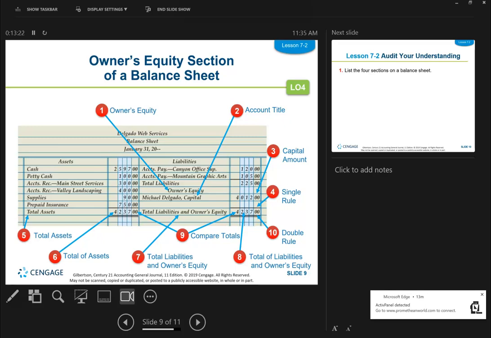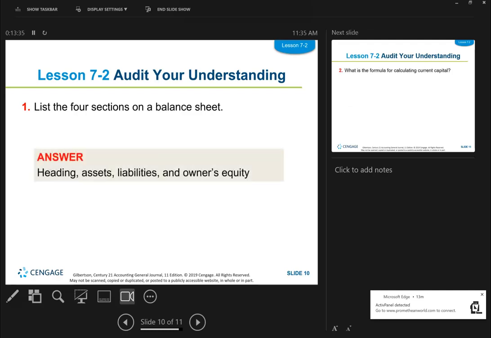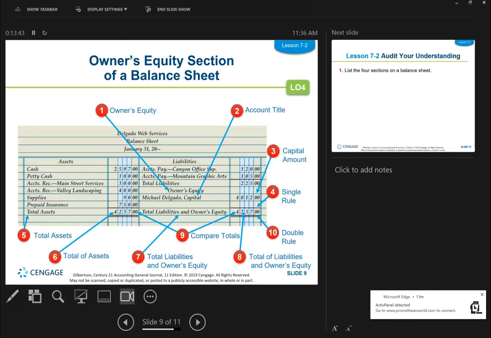So the balance sheet includes some owner's equity, just so that we're able to double check that our assets and liabilities match. The four sections on our balance sheet: we have a heading, we have assets, we have liabilities, we have owner's equity. If we go back to our balance sheet, the title, the asset section, the liability section, and the owner's equity section. Everybody see them?